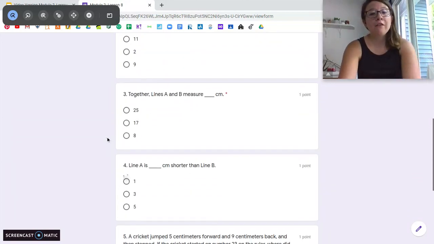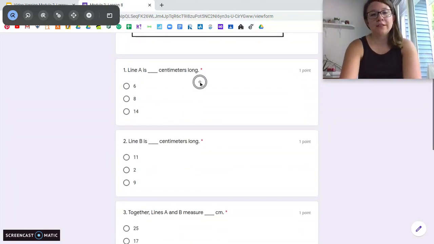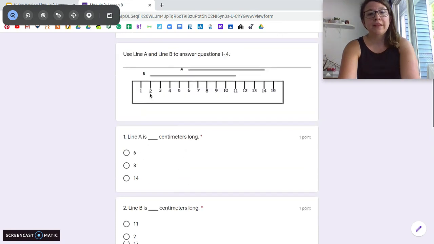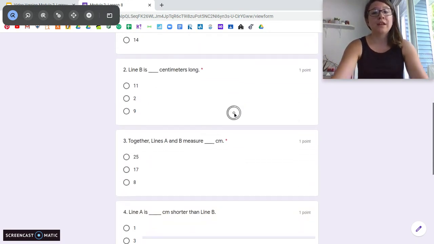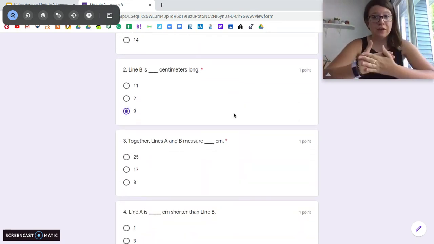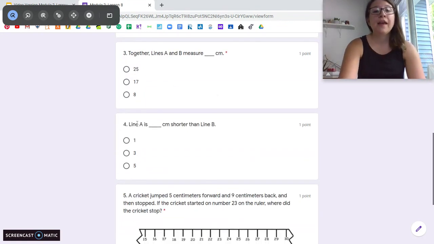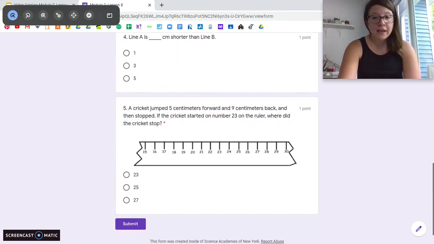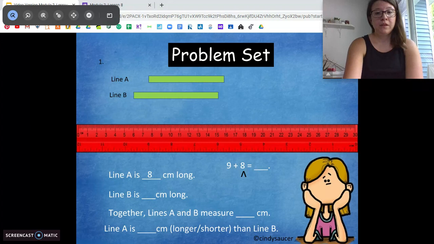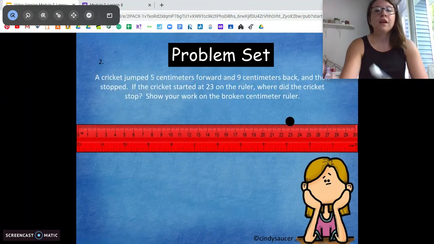You have 4 questions about the lines. You're going to tell me the length of line A, the length of line B. You're going to tell me them combined together, so you're going to have to do a little bit of adding. And then you're going to tell me how much shorter line A is than line B. Now, your second problem, I think, is really fun. Let me just scroll through this.